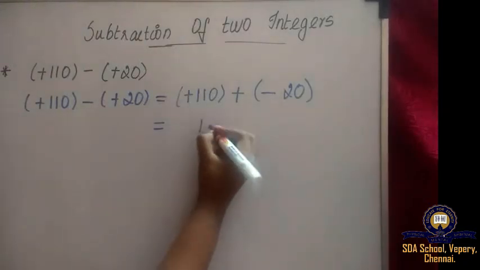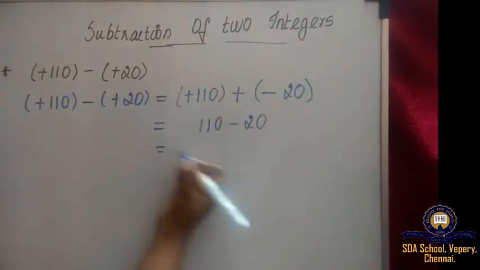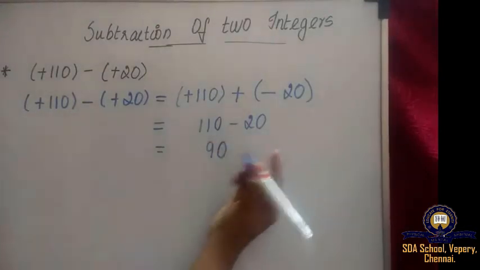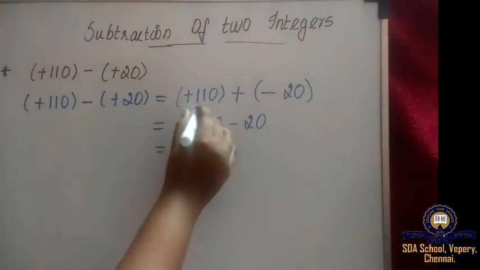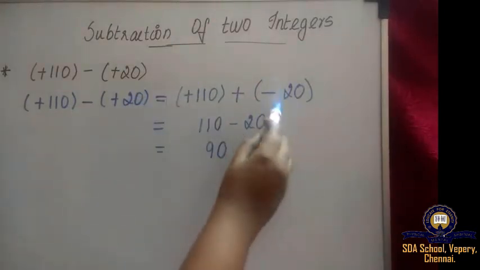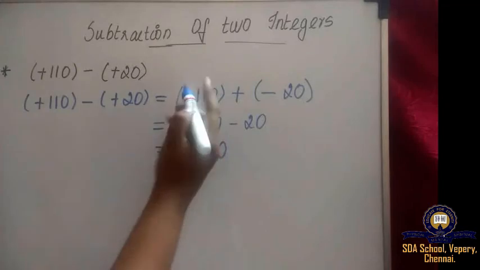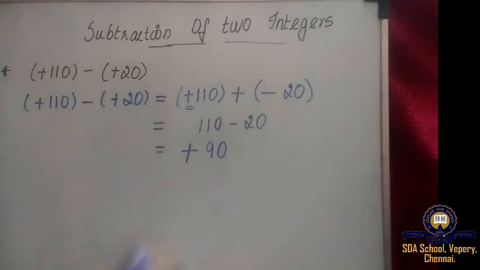So it is 110 minus 20. So 110 minus 20 will give you 90, and you have to put the sign of the number which has the greater absolute value. So 110's absolute value is 110 and minus 20's absolute value is 20. So which number is greater, 110 or 20? 110 is greater, right? What is the sign of 110? It is positive. So the answer will be plus 90.